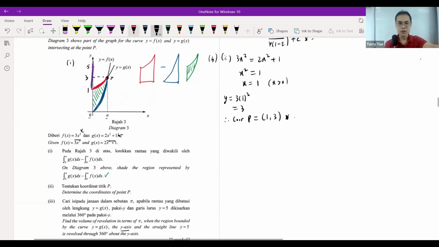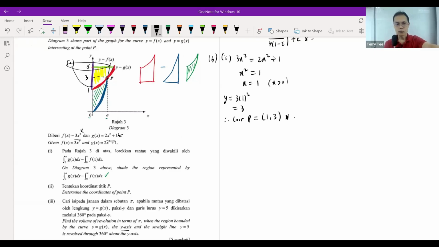The question says the region bounded by the curve y equals g(x), the y-axis, and the horizontal line y equals 5. Let me use light green for y equals 5. So the region that we are talking about is this yellow region here. It has nothing to do with coordinate point P. And we're going to rotate this 360 degrees about the y-axis.